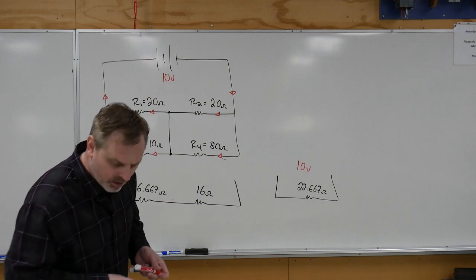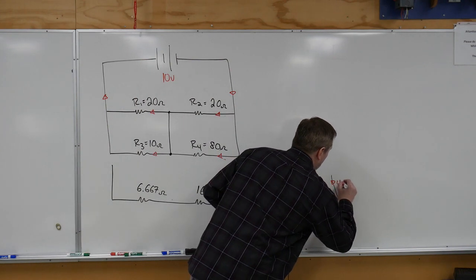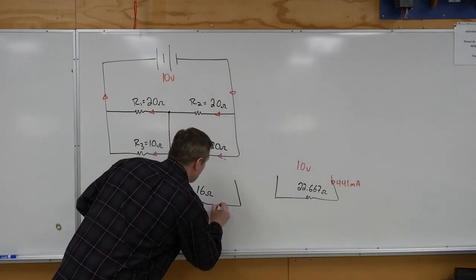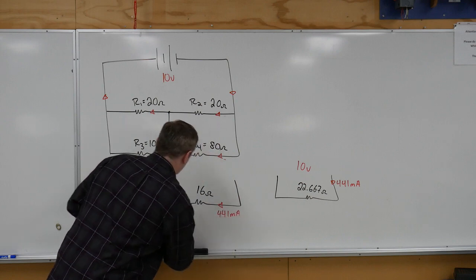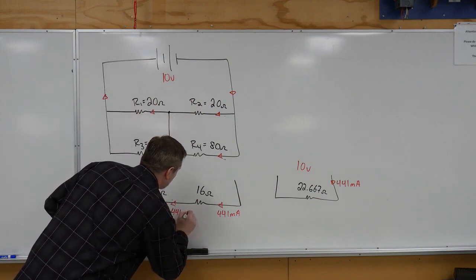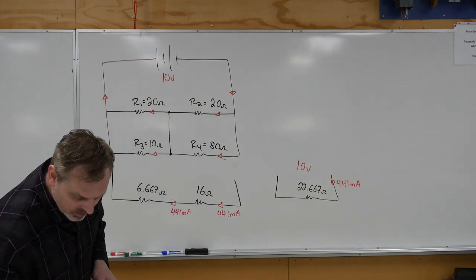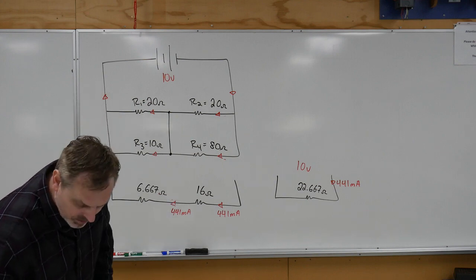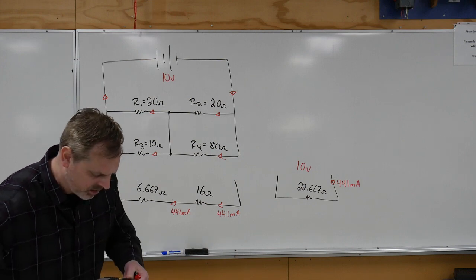That gives me a current of 441 milliamps. Okay? And that's going to be going down here, but it's going to split differently here. 441 milliamps there. All right? So we can take that current, I'm just going to store it, and we're going to multiply it by our 16 ohms here. And that gives me, what do we got?